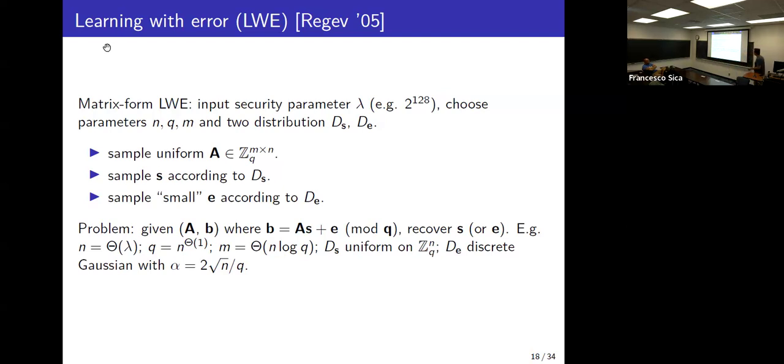And then my M has to be slightly larger than N, as I mentioned before, so I get a tall matrix. So M can be N log Q. D_S can be a uniform distribution, same as A. And to guarantee that E is small, D_E has to be somewhat small. There is a parameter alpha, which is usually called the error ratio. It just says that alpha times Q is the standard deviation of this discrete Gaussian. For example, the deviation is about the square root of N.